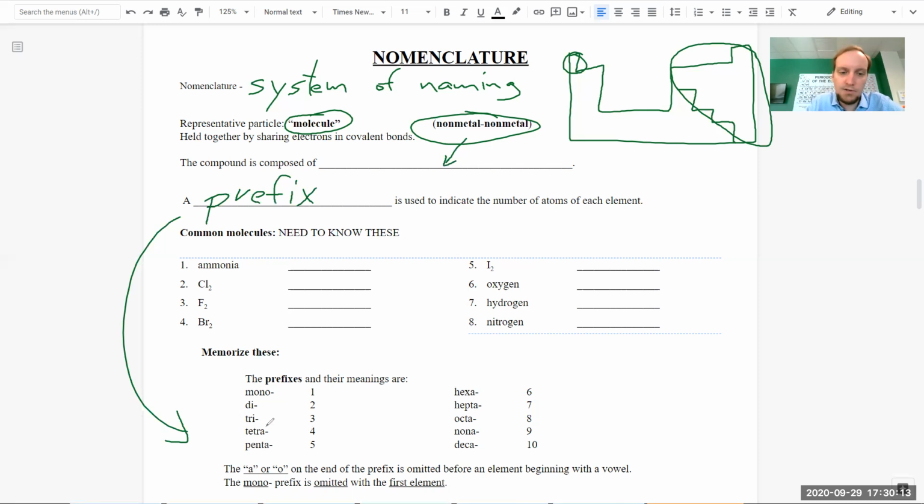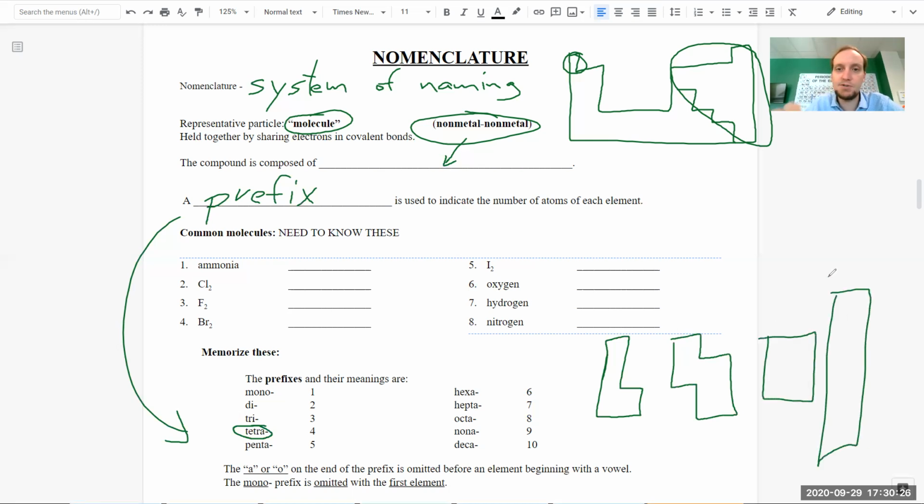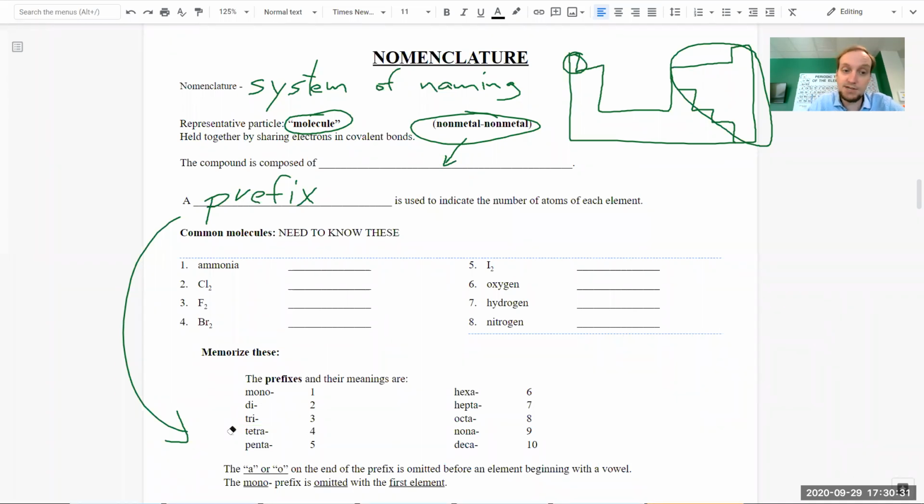The one that people always seem to forget is tetra. An easy way to remember tetra is if you think about the game of Tetris, every single piece is 4 squares, right? Every single piece in Tetris is 4 squares because that's where Tetris got its name from. Okay, so tetra is 4. Now, we would add these prefixes, and we're going to do some practice here in just a moment, to indicate the number of atoms of each element in a molecule. But before we do, I do want to show you guys some exceptions to this rule.